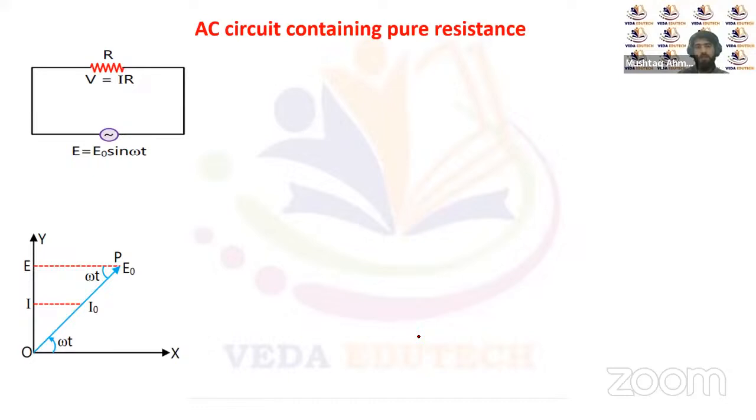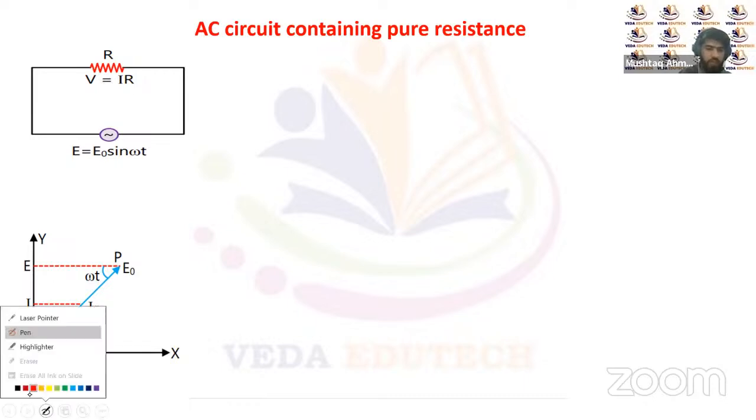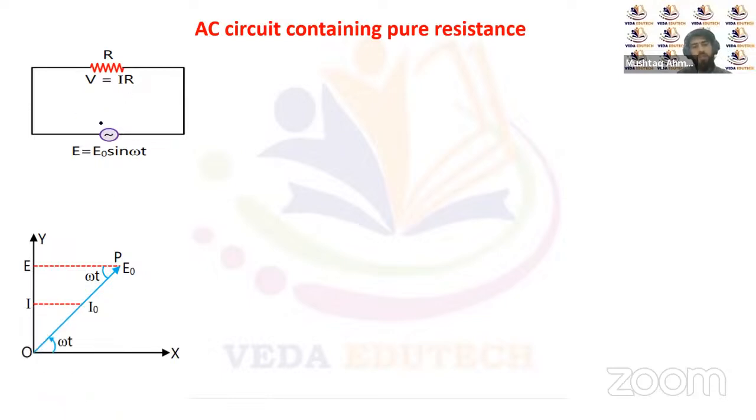Now let's discuss these phasor diagrams and the analysis of these AC circuits one by one. We'll be starting with the analysis of the pure resistive AC circuit. You can see here the EMF, or the alternating voltage across this pure resistive circuit, is E naught sine of omega t, right?